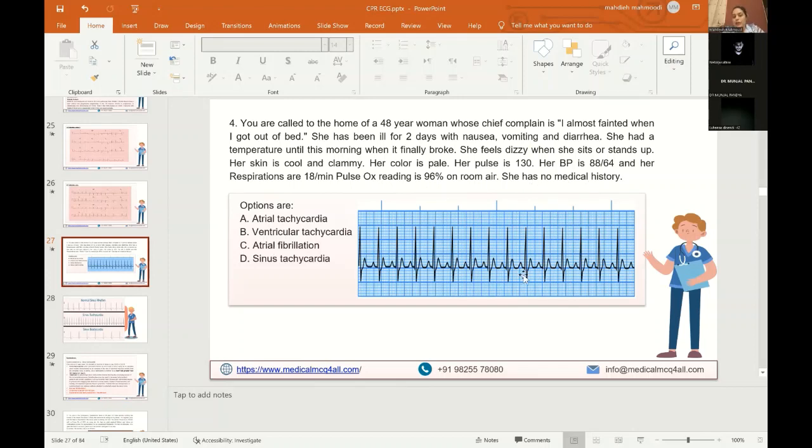So here is her ECG. The options are A, atrial tachycardia, B, ventricular tachycardia, C, atrial... 10 seconds, everyone, give me answers.